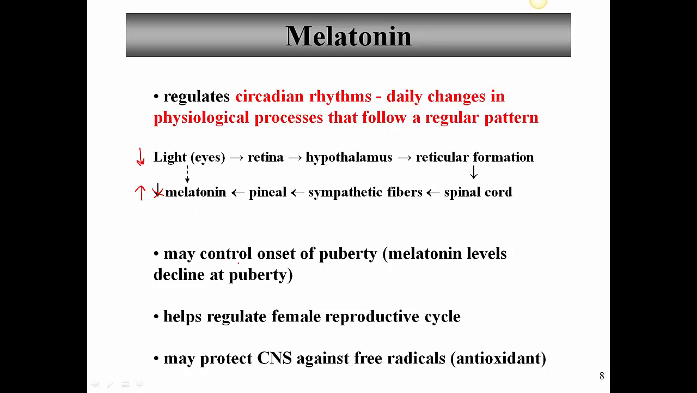Now there's a couple of other hypothesized roles for melatonin. It may control the onset of puberty. There's a correlation between declining melatonin levels and puberty, so they think that there may be some role for melatonin in controlling the onset. It also helps to regulate the female reproductive cycle. And finally, it's a very good antioxidant and may protect the central nervous system against free radical attack.